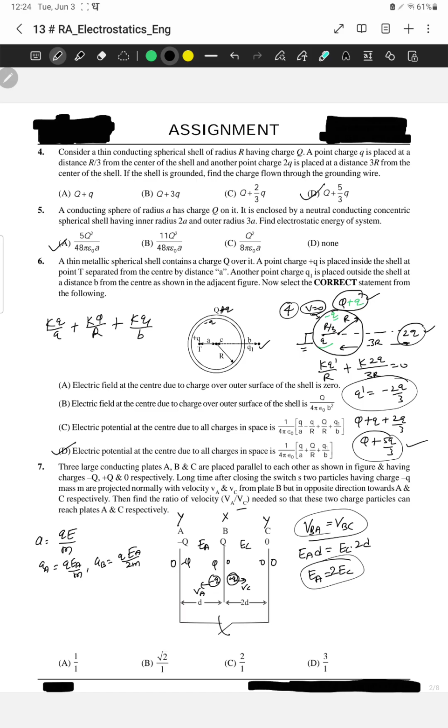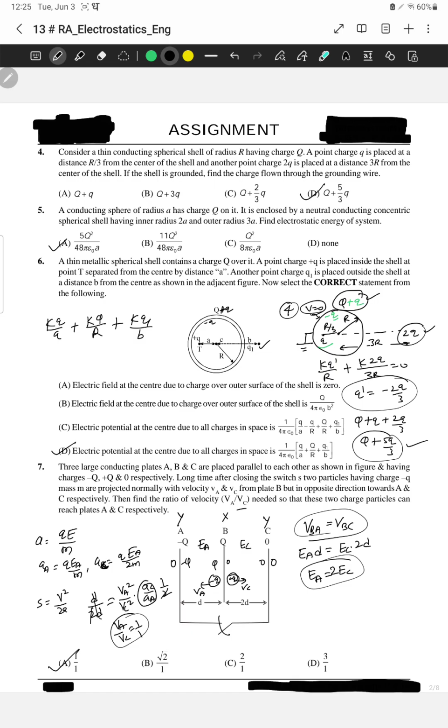So we apply the stopping distance formula: distance equals V square by 2A. In A, the distance is D, and in C it is 2D, so D by 2D is equal to VA square by VC square multiplied by AC by AA. AC by AA is 1 by 2. So the 2 cancels, and VA by VC comes as 1:1. So option A is correct.